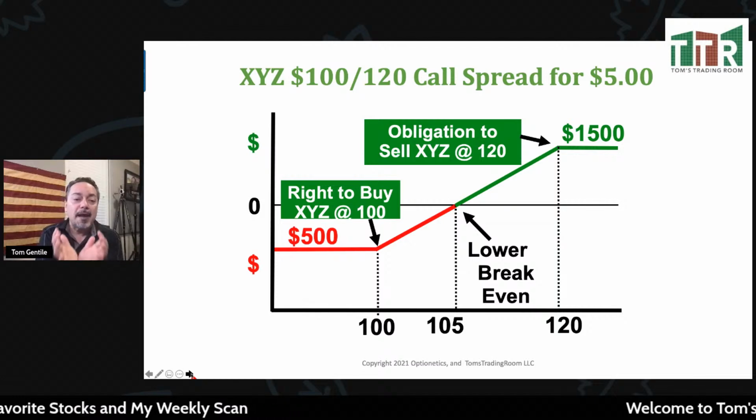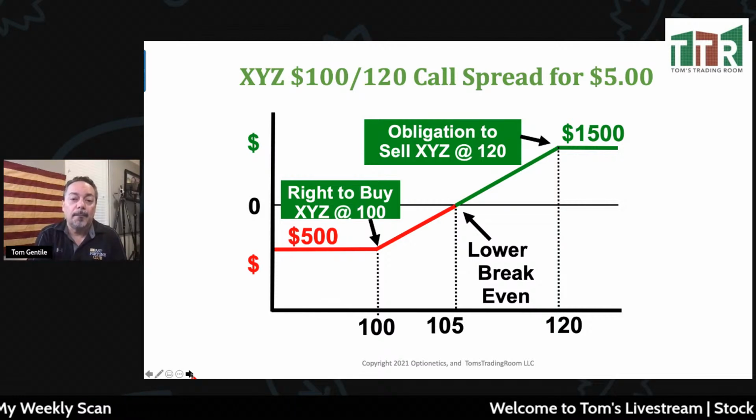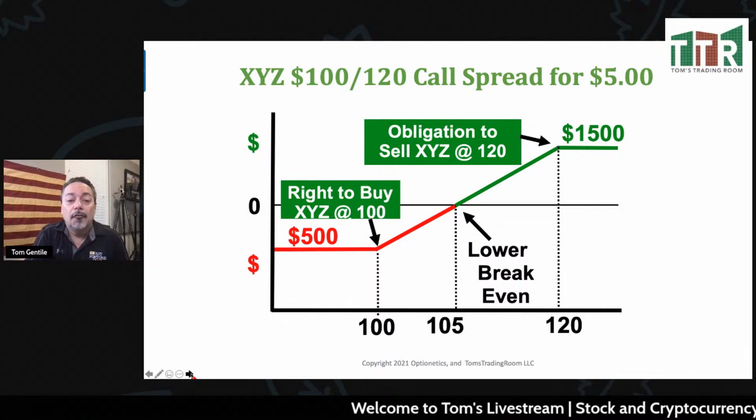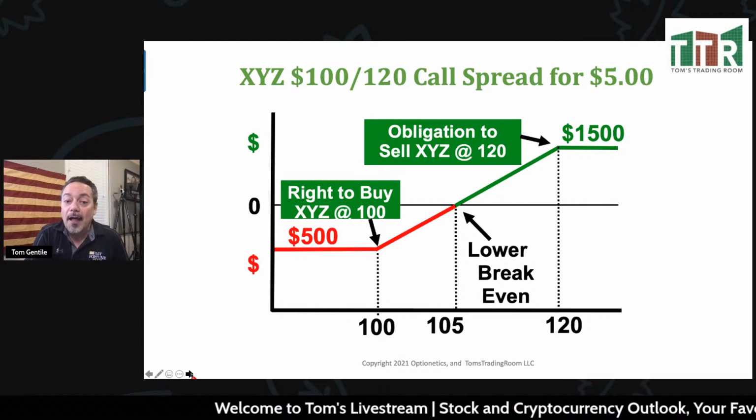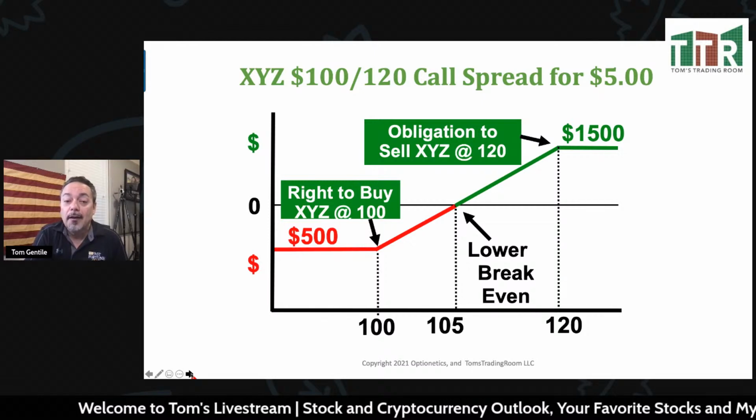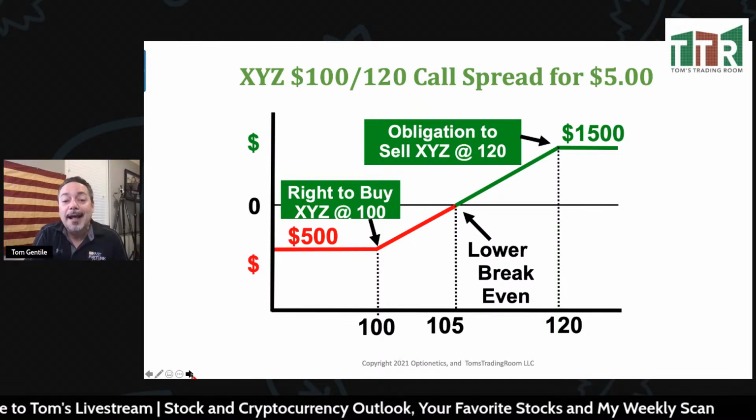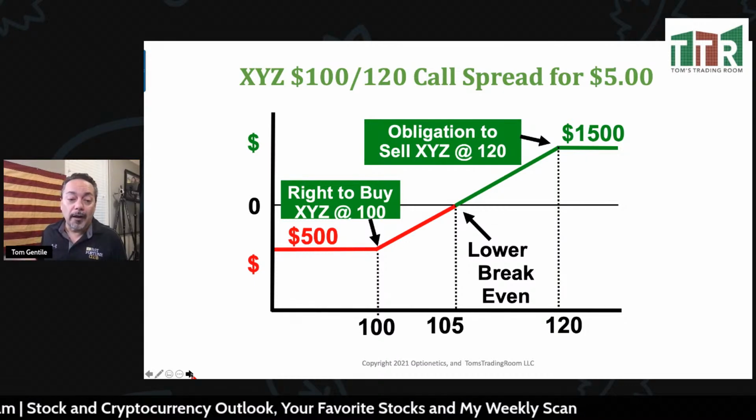That's the most you could make on a spread: the difference between strikes, minus what you paid for it. So if I take the $2,000 per contract spread, take out the $500 I risked, what's left over is the maximum reward I can make.